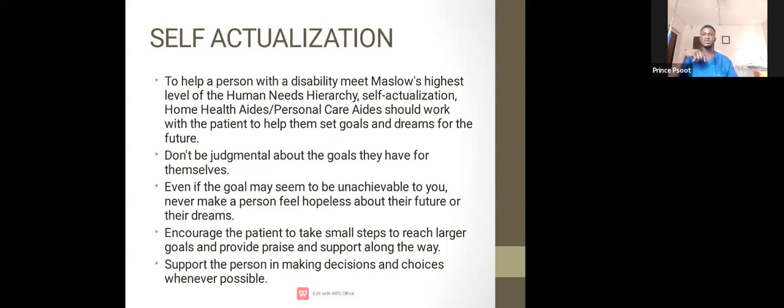Don't be judgmental about the goals they have for themselves. Imagine an autistic person aspiring to be a medical doctor, and as a home health aide, you are being judgmental: how will you treat patients when you can't even interact with people? No, no, no. Don't be judgmental about the goals they have for themselves. Whatever they want to be, let them know they can, and you help them too, even if it seems impossible. Now, some goals are unachievable, but don't make them feel hopeless.